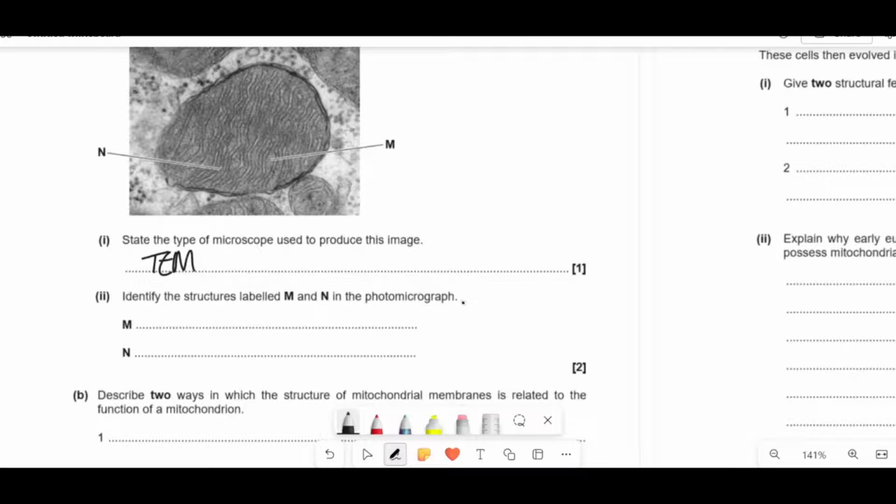Identify the structures labeled M and N in this microscope. So the M is pointing at this juicy stuff between the folds, which is going to be your matrix. And then N is those folds of membrane, which are the cristae. Crista or cristae, that's fine.